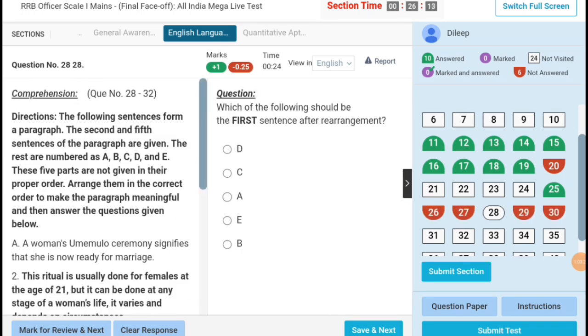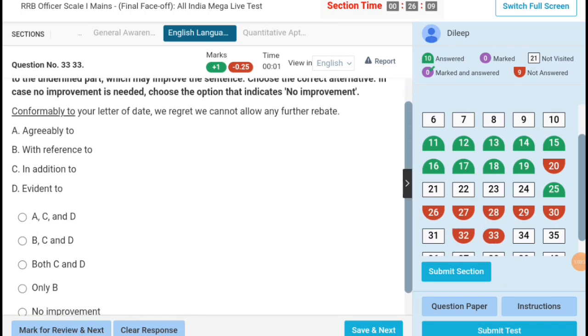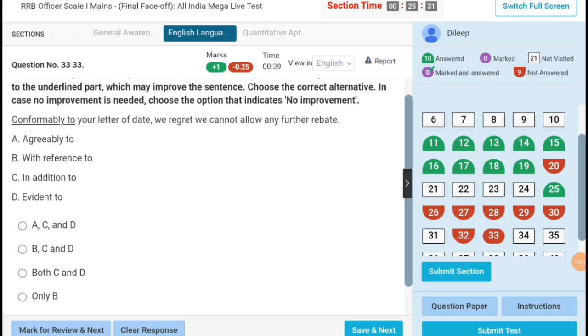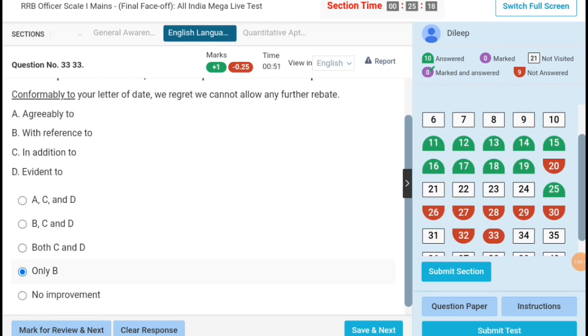Next is conformably. With reference to your letter of date, we regret we cannot allow any further repeat. ABD, I think. With reference to your letter of date, we regret we cannot allow any further debate. Regret we cannot.